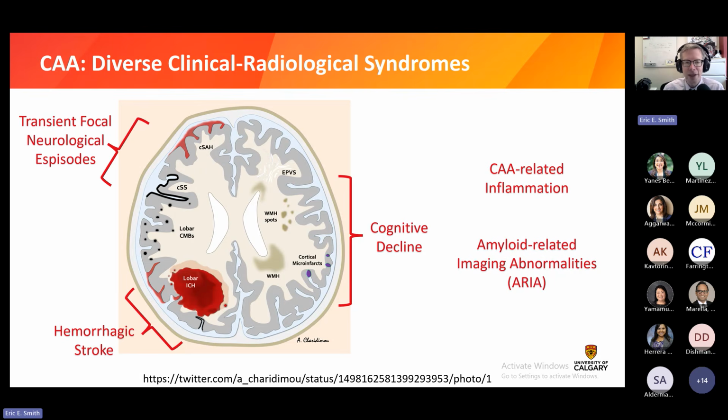So I was talking about the diverse clinical and radiological syndromes that happen with CAA. There are the syndromes related to hemorrhagic disease, which are shown on the left here. And let me just get back to my pointer. Okay, which are intracerebral hemorrhage and subarachnoid hemorrhage. So these are well known manifestations of CAA.